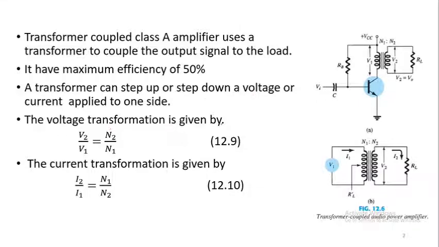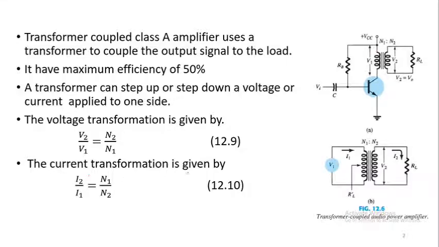The voltage transformation is given by this equation, which is equation 12.9. That is, the ratio of output voltage over input voltage is equal to the number of windings on the secondary side, or the output side, over the number of windings or turns on the primary side. So this means V2 over V1 is equal to N2 over N1, where V2 is the voltage at the output side, or you can say the secondary side, and V1 is the voltage at the primary side of the transformer.